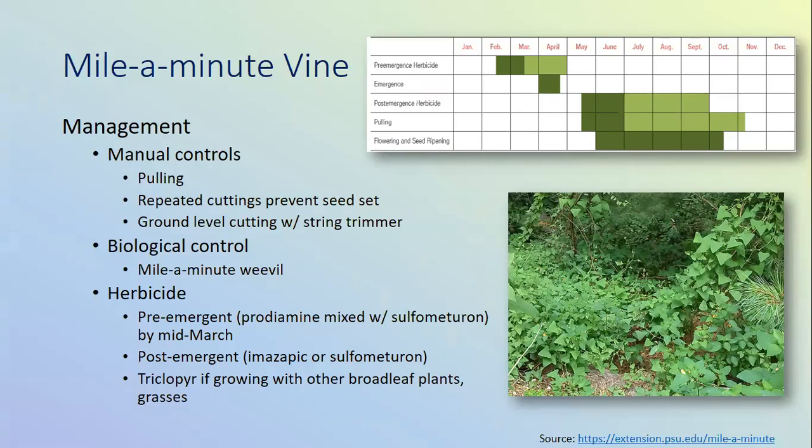Because of the nature of this plant, you might want to consider using a pre-emergent, which you can apply by mid-March. That will prevent any germination of any seed. And then you can also do post-emergence, which is basically something you can do throughout the rest of the season after they've germinated. Triclopyr is also a herbicide that you can consider, because these tend to grow in more grassy areas and less woody plant areas. Triclopyr is not as much of a threat to any broadleaf plant or grass, so it's a little more selective towards the mile-a-minute vine.